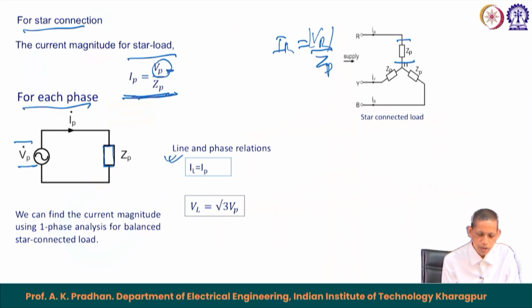However, for a star connected system, line current equals phase current and line voltage equals root 3 times Vp. Therefore, a 3 phase star connected system can be analyzed in terms of a single phase system with the phase voltage and the corresponding star impedance connected as shown here.